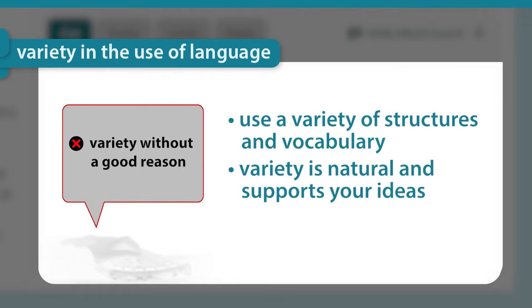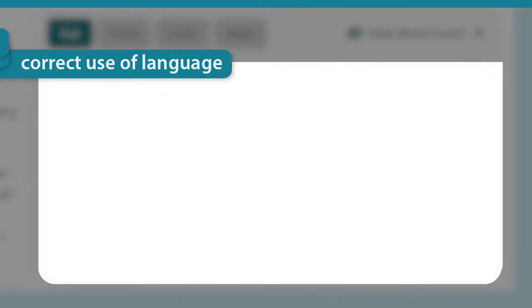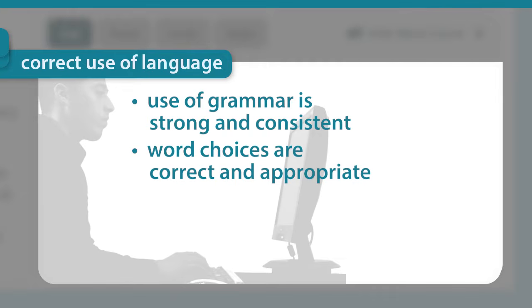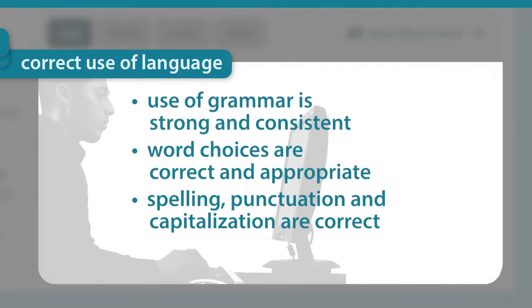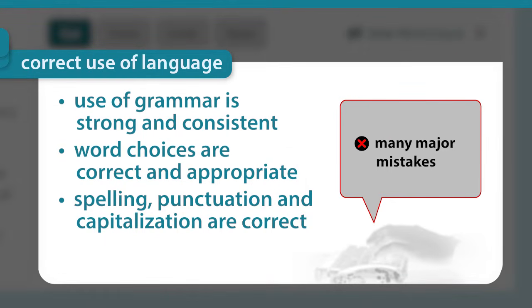If you try to use varied structures or vocabulary without a good reason, that will not help you get a high score. The third criterion is a correct use of language. It is important that your use of grammar is strong and consistent, that your word choices are correct and appropriate, and that your spelling, punctuation, and capitalization are correct. Your writing doesn't have to be absolutely perfect to get a top score, but the few small mistakes you may leave behind have to be typical of competent writers writing under timed conditions.